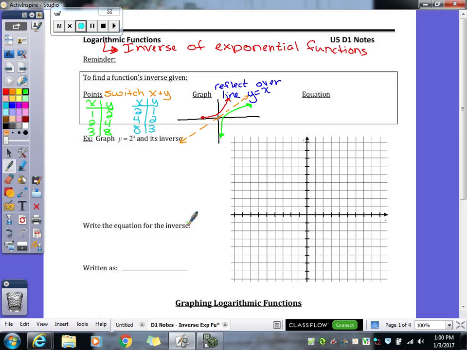Our exponential graph, my little red graph up there, had a horizontal asymptote at y equals 0. Remember, it's this little imaginary line it can never cross. But when we reflect it over the line y equals x, our horizontal asymptote becomes a vertical one. So our inverse has a vertical asymptote as opposed to a horizontal one.